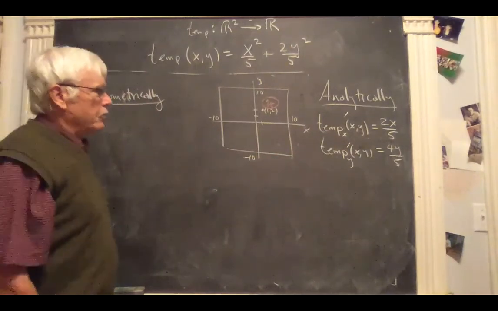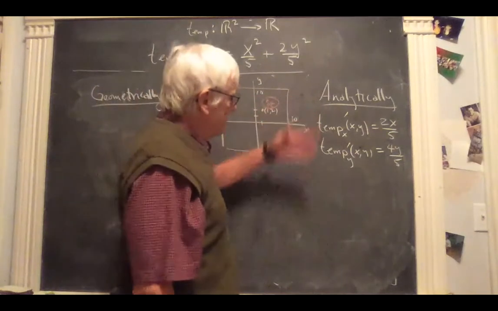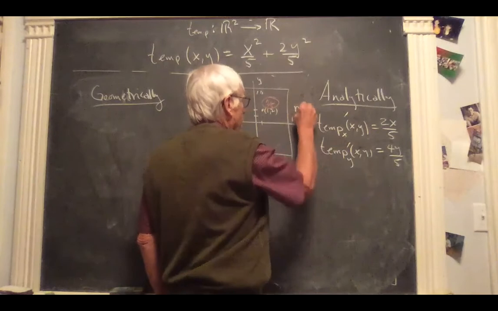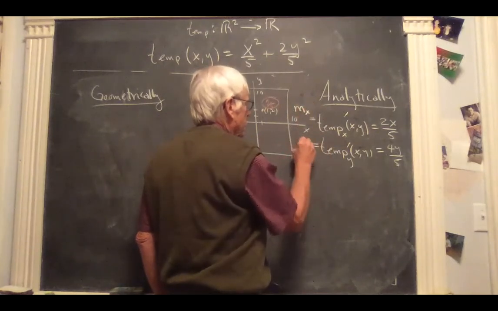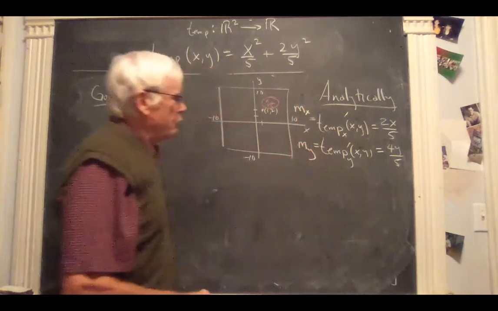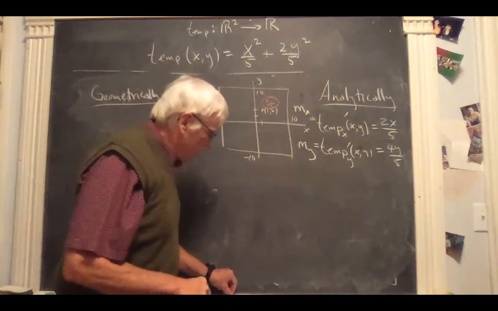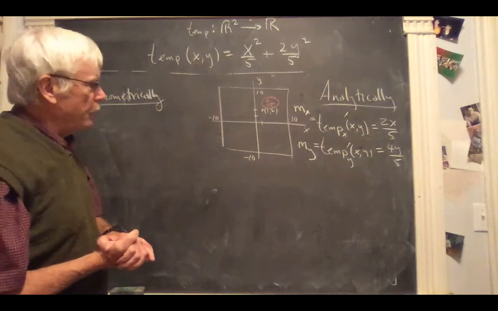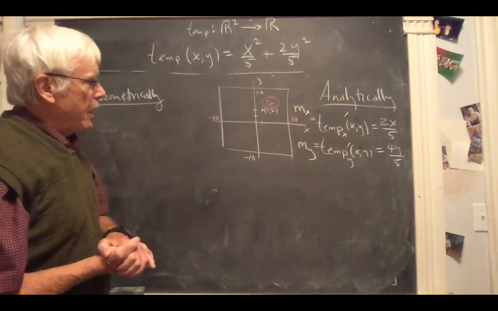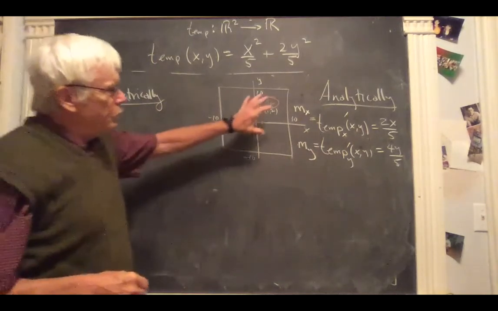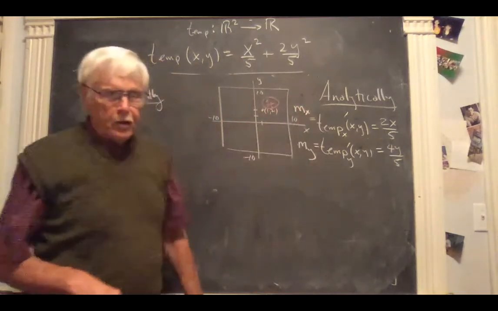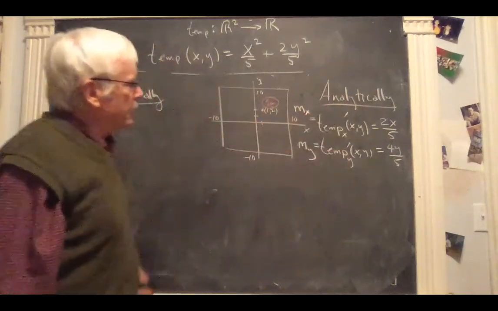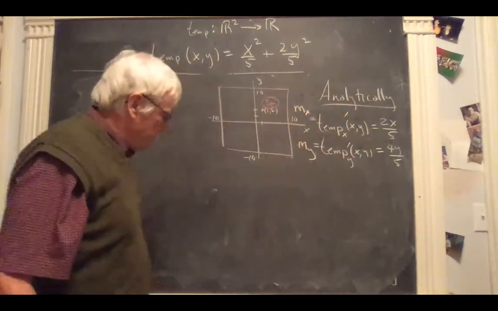And these derivatives give you the slope of the graph in the x direction. So I'll call this m sub x and this m sub y. They will be the slope, the rise over run of the graph of this function at any given point. And we'll use these computations later on. So we can begin to investigate analytically by finding these partial derivatives.